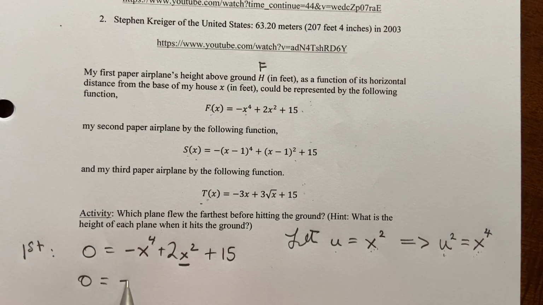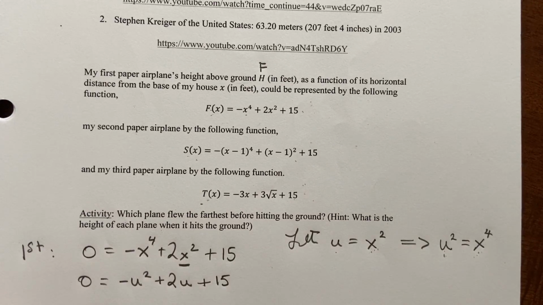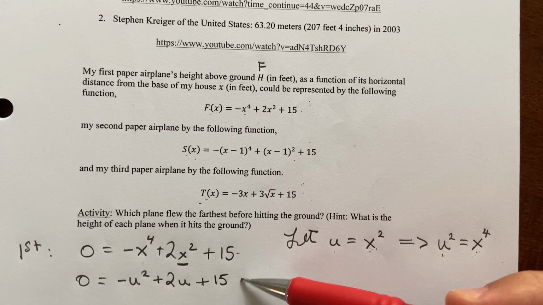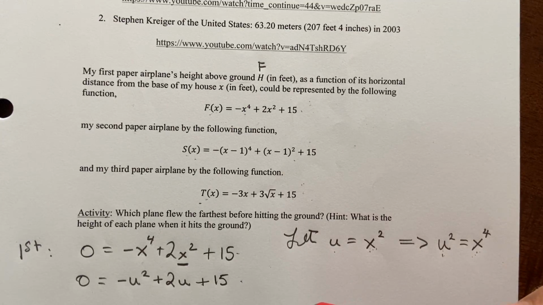So 0 equals negative u squared, right? Instead of x to the fourth, I'm writing u squared, plus 2u, plus 15. So this now is a quadratic equation, right? So I've reduced a non-quadratic down to a quadratic. I now can solve this.